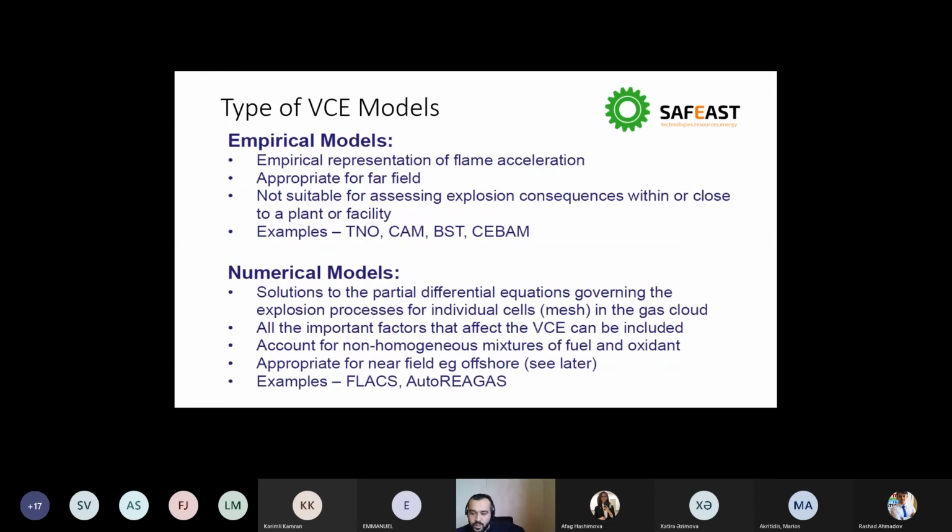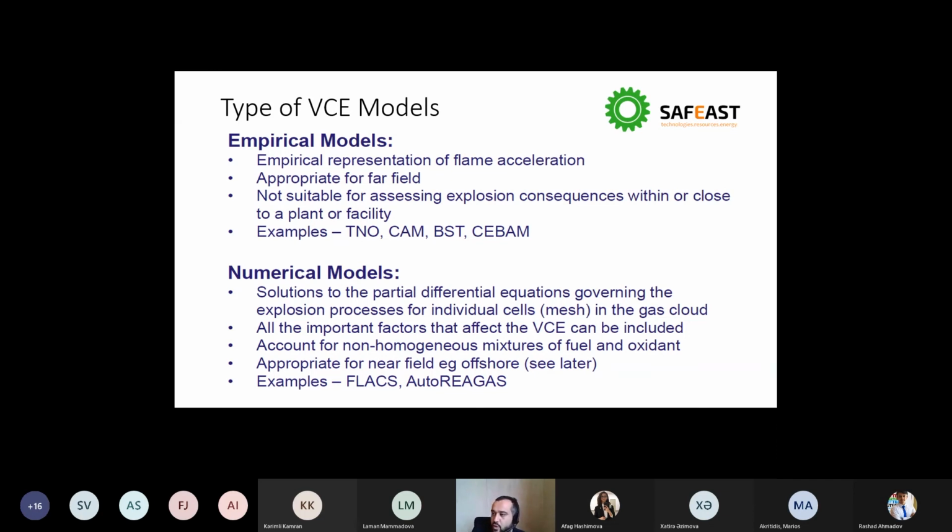Then, typical vapor cloud explosion models. We use two different types of models: empirical models and numerical models. Empirical models represent the flame acceleration, and this is really appropriate for the far field. That's why, when you do onshore modeling, you have more of a footprint, and you are not interested in what will happen at 2 meters, 5 meters, 10 meters. You are more interested in what will happen in the far field.